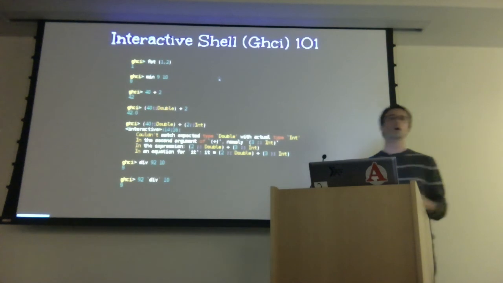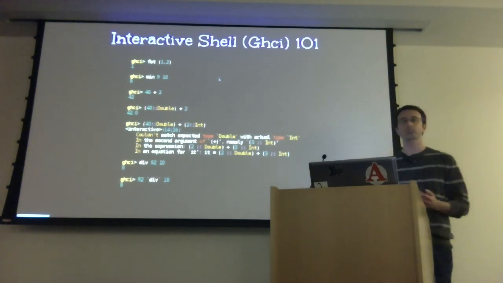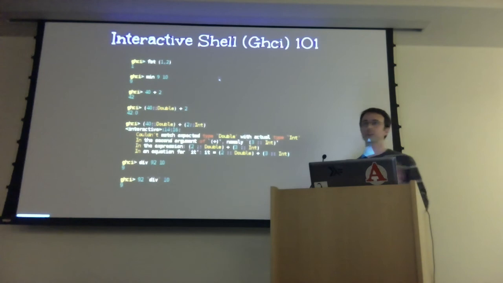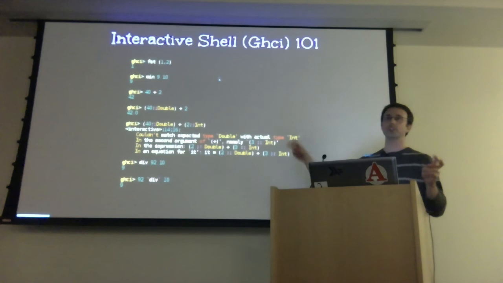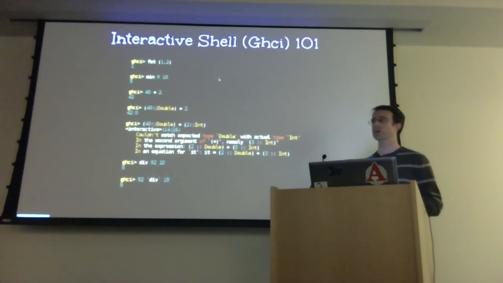Multi-argument functions. One thing about Haskell that's a little bit different for people coming from Java or C or whatever is that function application is actually the space. You just use a space for function application. So a two-argument function, and that's imprecise, we'll talk about that later, like min, you put the arguments separated by spaces after the function name. So min 9 10 returns 9.